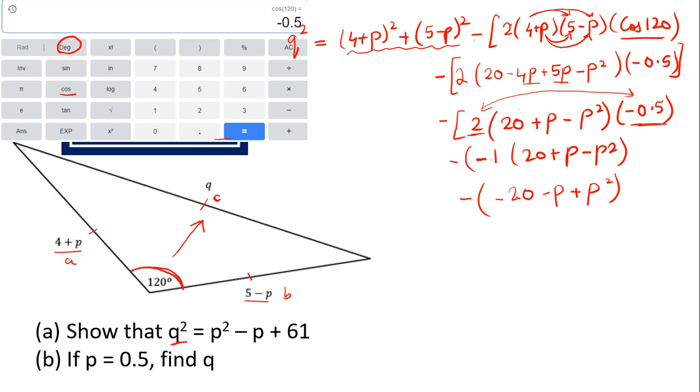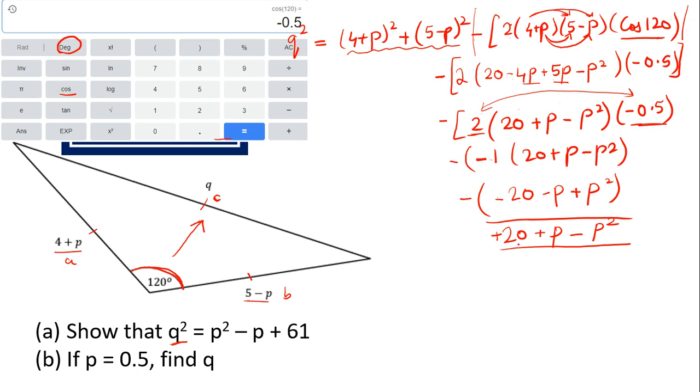So when I open this bracket up, minus of minus 20 gives me a positive 20. Then minus of minus p gives me a positive p again, and minus of plus p squared gives me a minus p squared. Now, this is half the part from here till here. I am technically done with half of the thing.